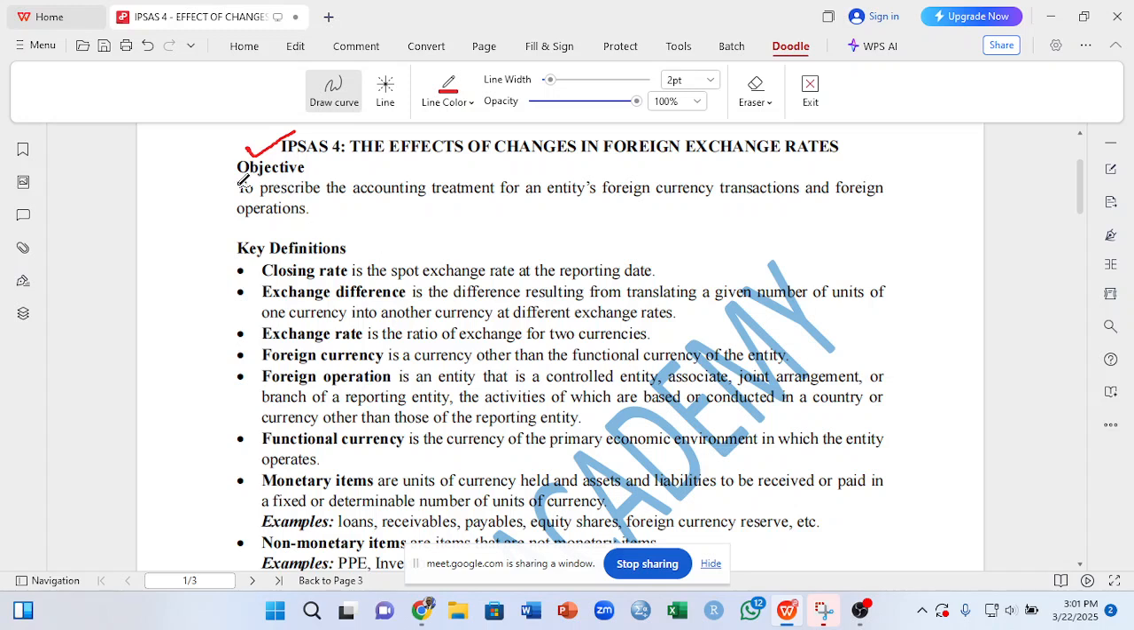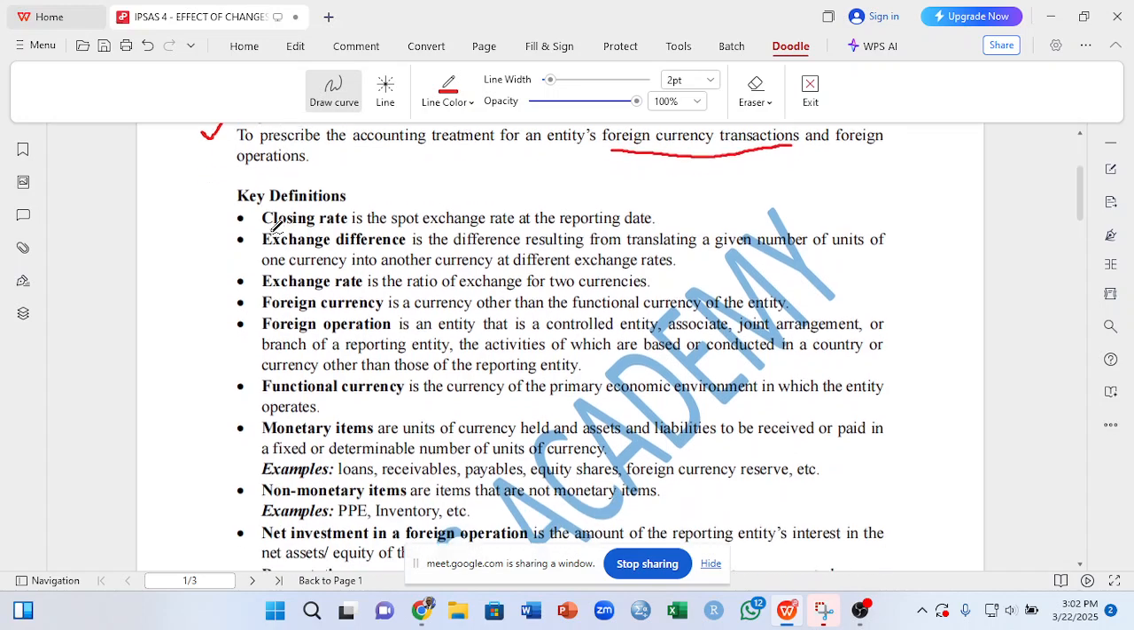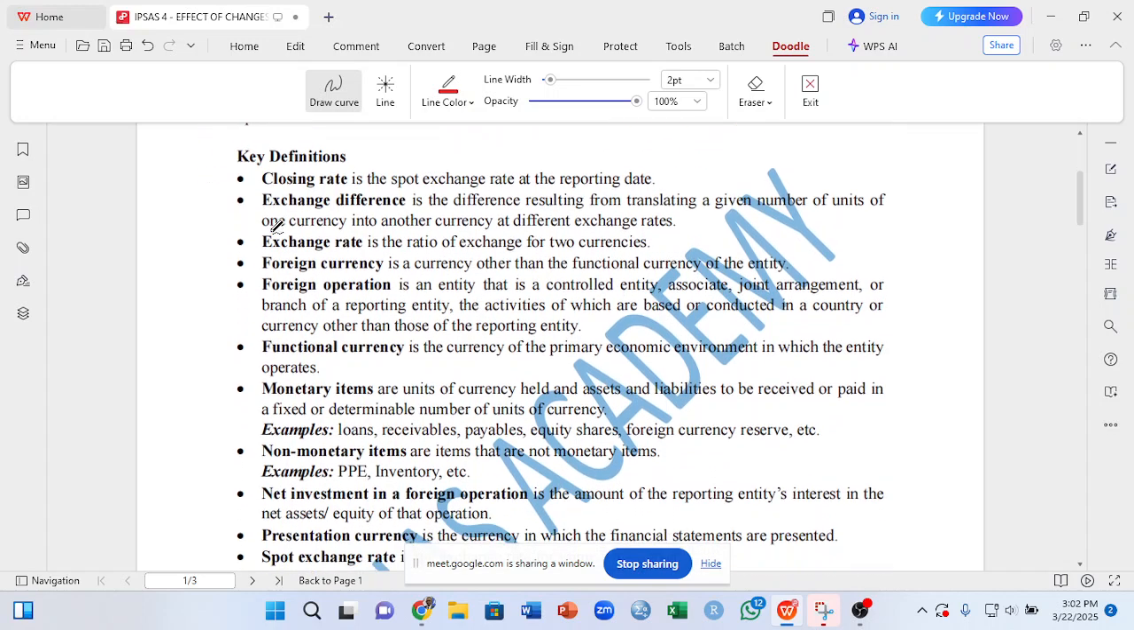So what's the objective of this standard? The objective of this standard is to prescribe the accounting treatment when it comes to foreign currency transactions and then foreign operations. There are some key definitions you need to know from the standard. One of the things we need to know is closing rate. Whenever we hear of closing rate, we are looking at the exchange rate at the reporting date. So the exchange rate at the reporting date will be a spot rate. And for Ghana, our reporting date will end at 31st December of every year.